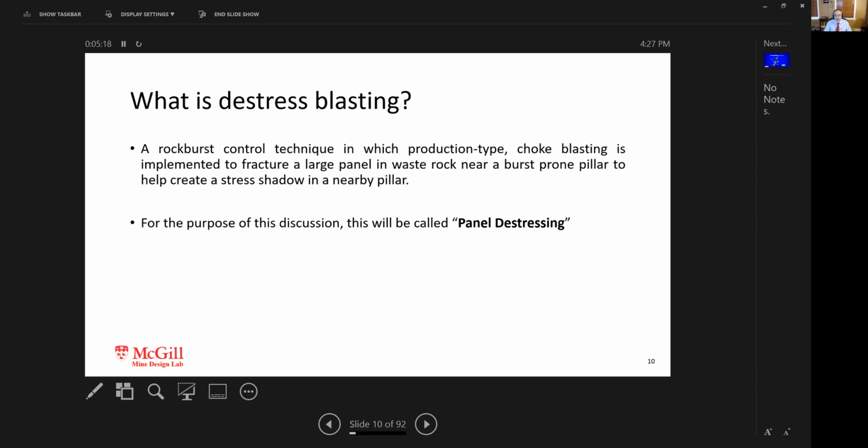Another definition for distress blasting: instead of preconditioning the work phase, you blast outside, elsewhere, to create a stress shadow. This one is called panel distressing. It's a rock burst control technique in which production-type choke blasting is implemented to fracture a large panel in waste rock near a burst-prone pillar. There are differences between the two, which I'll discuss in a minute, but this is the definition of panel distressing.